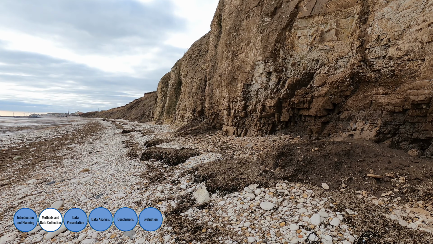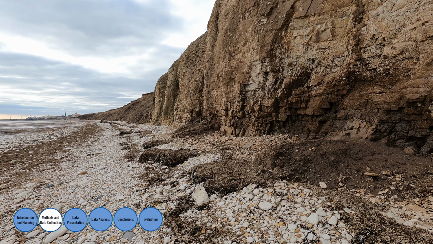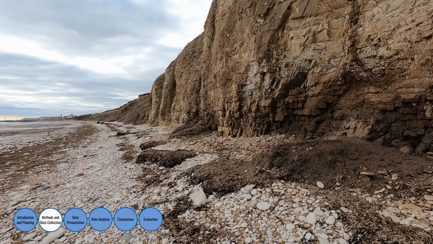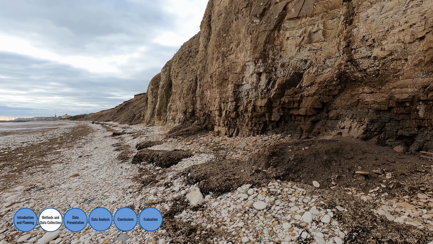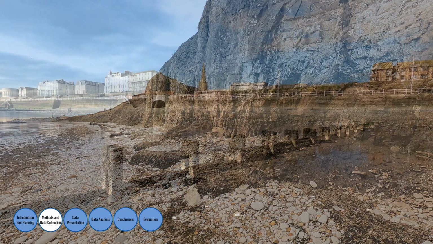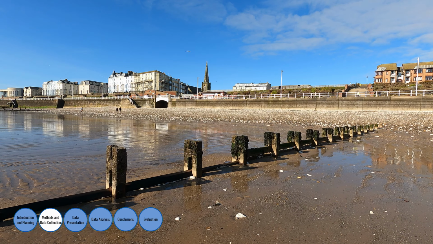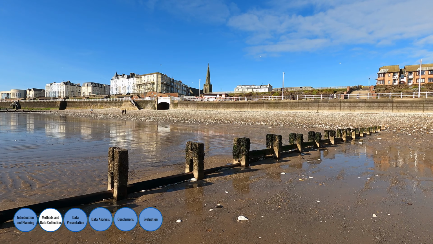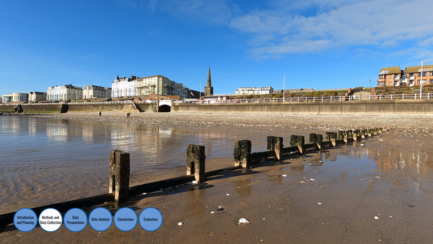The hard engineering at Bridlington North Beach could be interfering with natural processes such as weathering, mass movement, erosion, and transport of material by the sea. But how would we investigate this? We need to identify and collect data using appropriate sampling methods. Ultimately, we must be able to describe and justify our data collection methods.